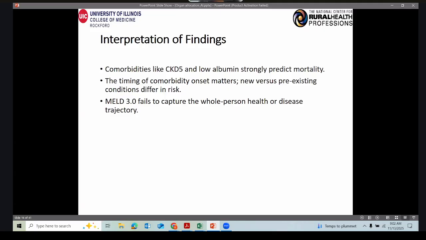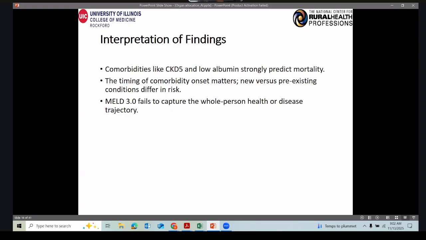Finally, our findings also point out the limitations of the current MELD model. The current MELD model is excellent in ranking patients based on urgency. It does not capture the full picture of the patient's health, and it misses the comorbidities, functional status, nutritional markers, and overall disease trajectory over time. In other words, MELD tells us how sick the patient's liver is, but not necessarily how the patient will fare afterwards.